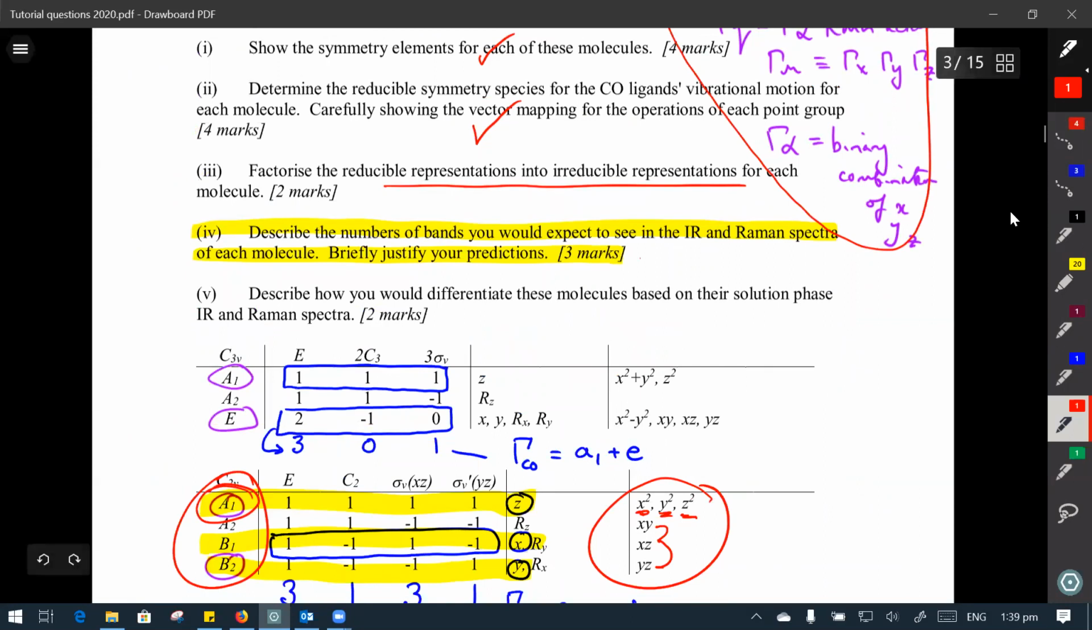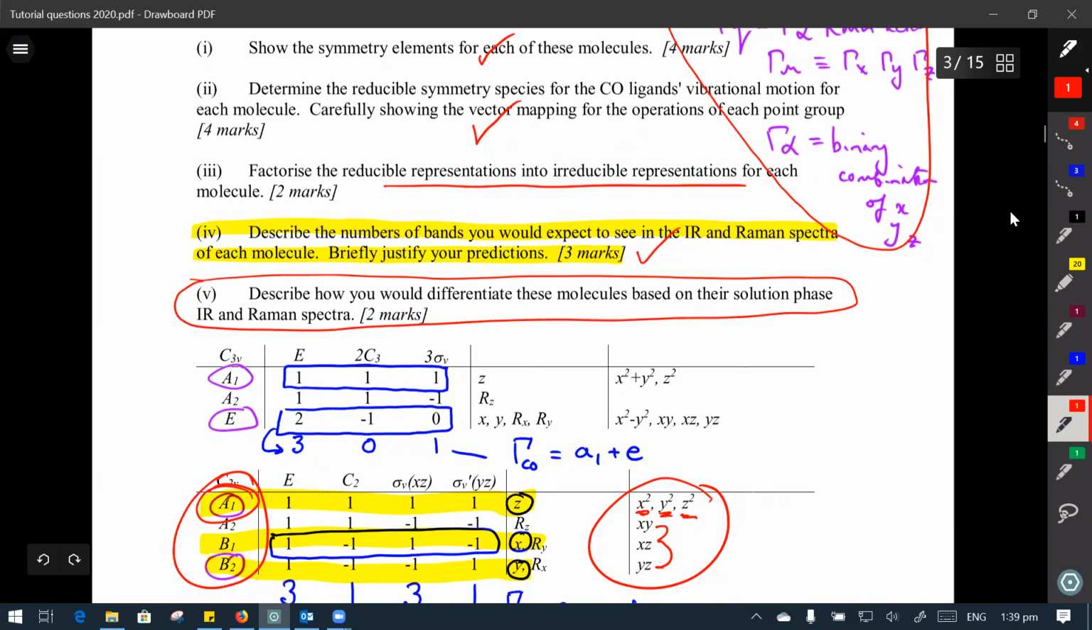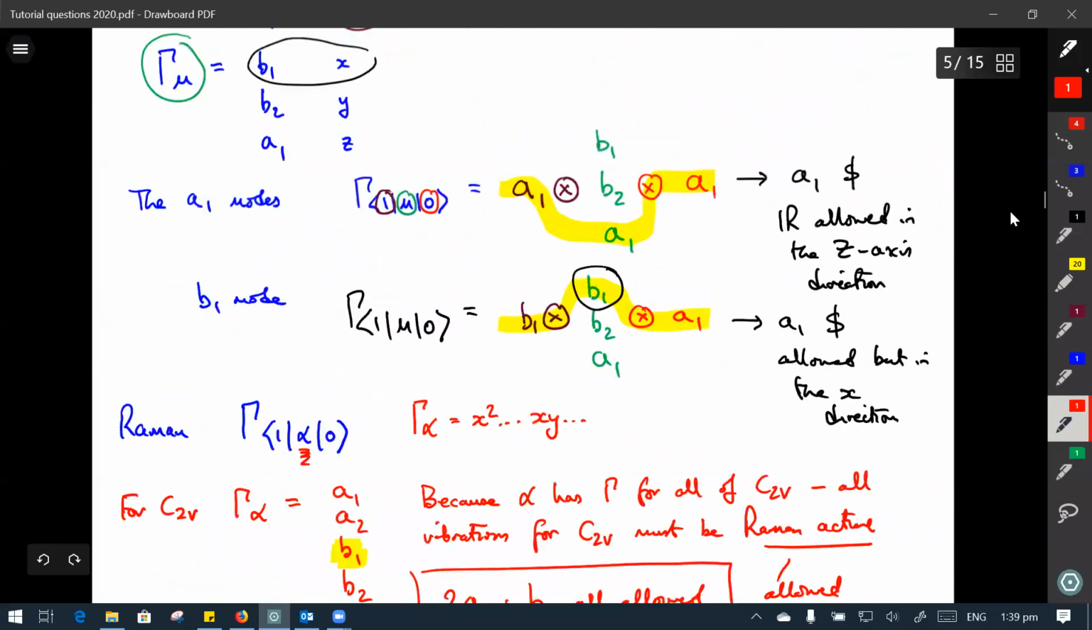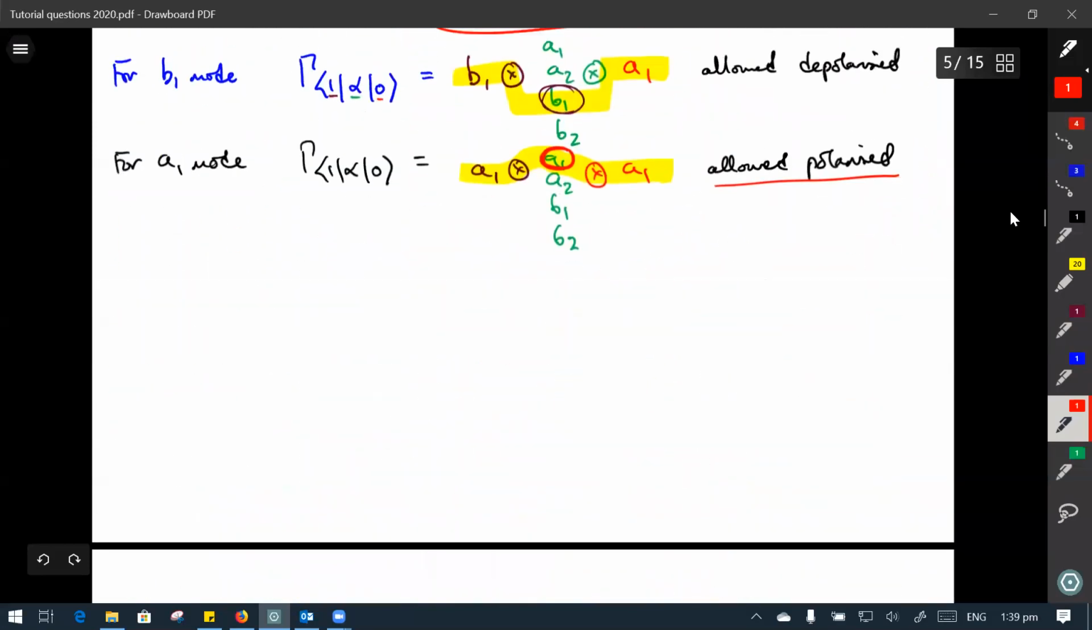Okay, so I think we've dealt with that. You basically do the other molecule the same way. There's not anything very exciting to say there. This question here is actually quite interesting. Describe how you would differentiate these molecules in their solution phase spectrum. I think it's pretty clear. It's not a trick question, it's just to make you think.